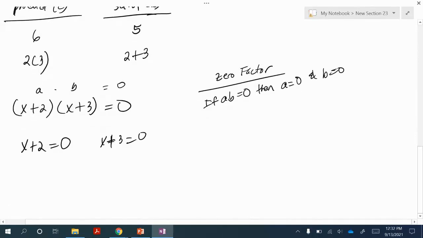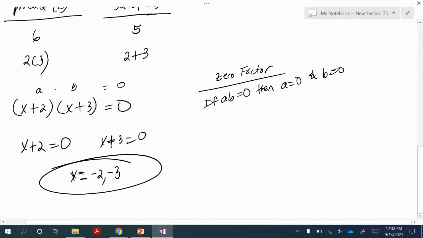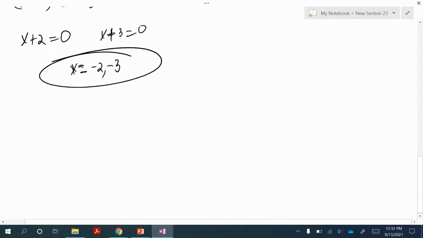So now we have linear equations. So in order to solve x plus 2 is equal to 0, we'll simply subtract 2 from both sides. And to solve x plus 3 equal to 0, we'll simply subtract 3 from both sides. And we have our solution, -2 and -3. So notice there are two solutions.